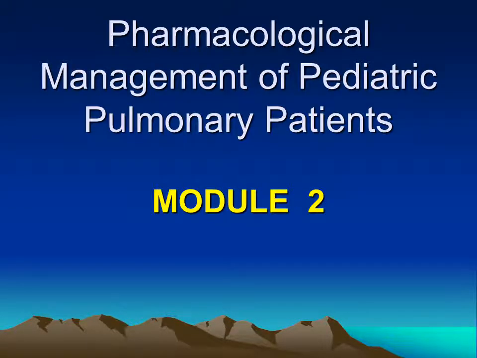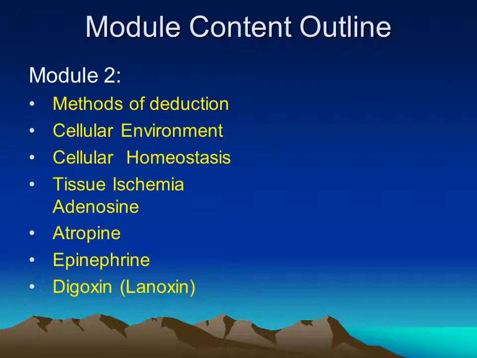Module 2 begins with a review of cardiac physiology and fluid balance, as well as the determinants of cardiac output. Okay, there are 14 areas in this second module. The list includes the following: methods of deduction, cellular environment, cellular homeostasis, tissue ischemia, adenosine, atropine, epinephrine, and lanoxin.